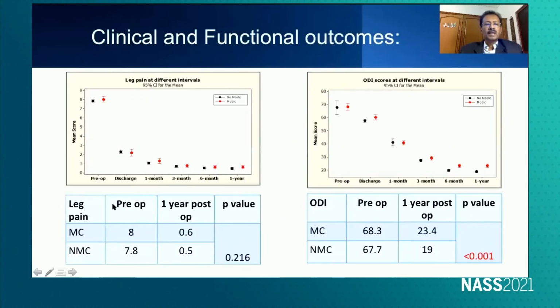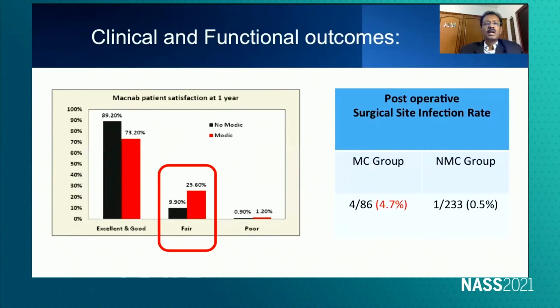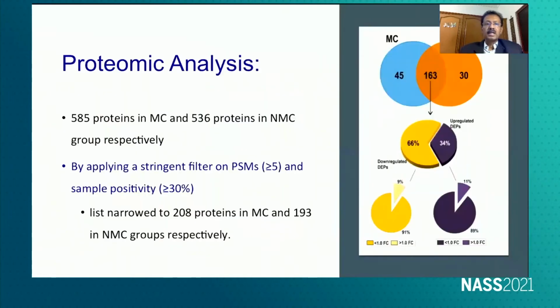You'll find here on your left, on the relief of leg pain, there was no statistical significance between Modic change and non-Modic change, but the ODI score was significantly higher in patients with Modic change compared to non-Modic change at the end of 1 year. We also found that the MacNab satisfaction at 1 year was also significantly different, with poor results in Modic, and postoperative surgical site infection was 4.7% in Modic change and only 0.5% in the non-Modic group, all highly statistically different.